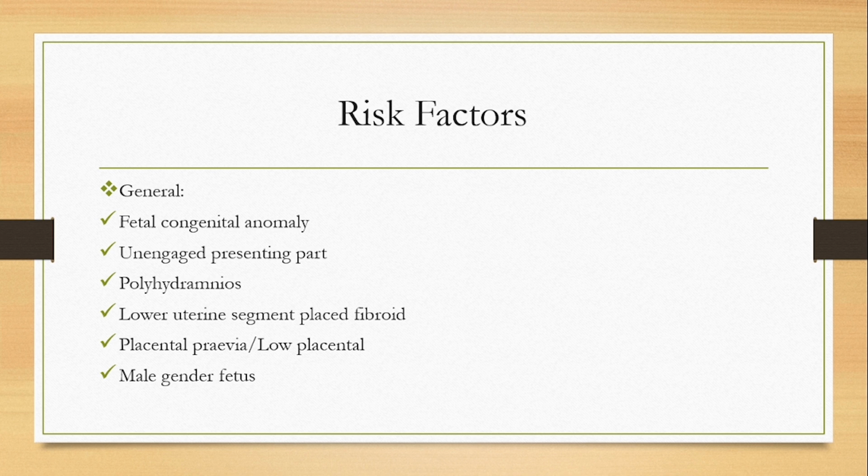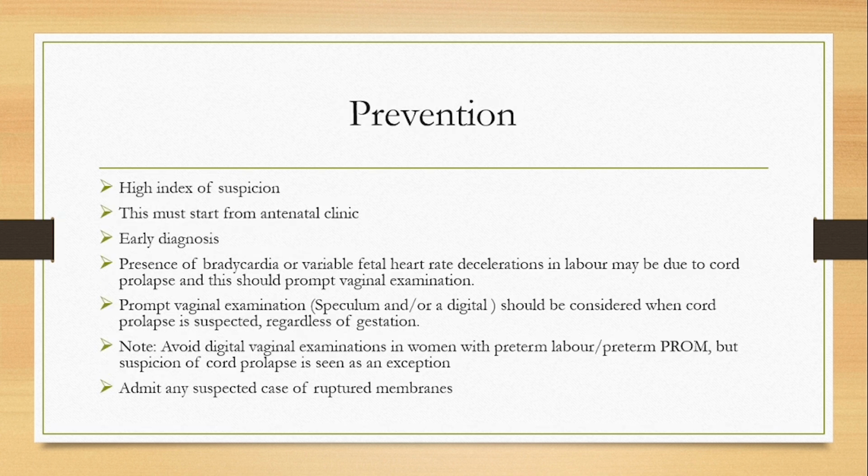Now, we have a lower uterine segment fibroid, which can also lead to abnormal lie, and that can lead to cord presentation. Now, other challenges we have is placenta previa that could also, then I've mentioned male gender is a challenge.